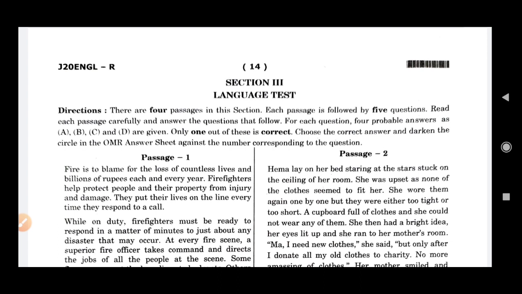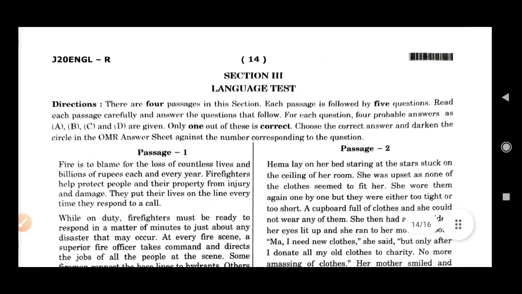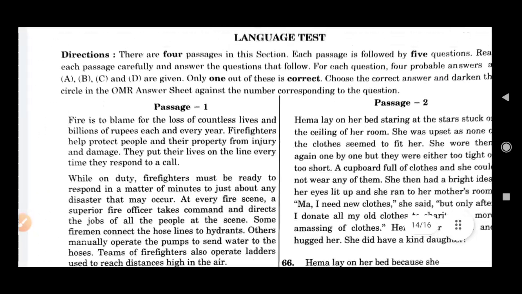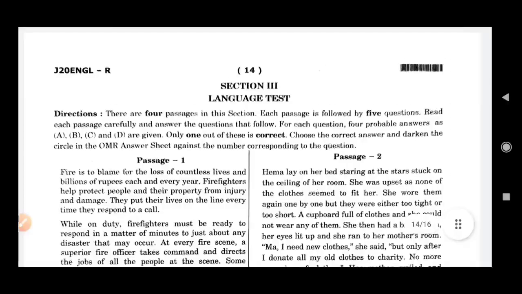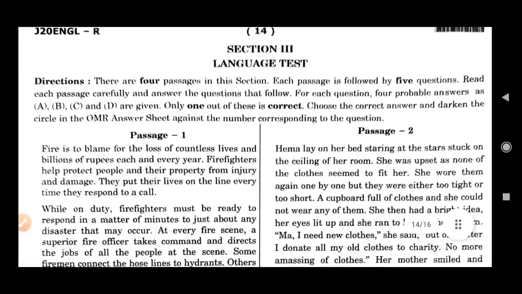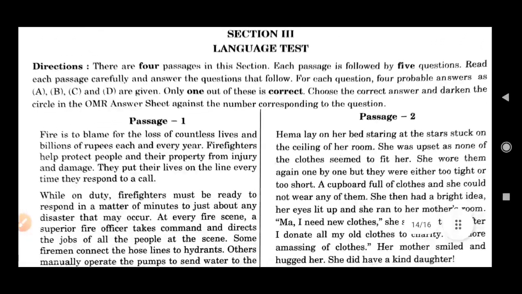In this Jawahar Navodaya Vidyalaya exam, the language test helps you to get a lot of marks. We'll see the language test. The language questions will be asked in section 3.